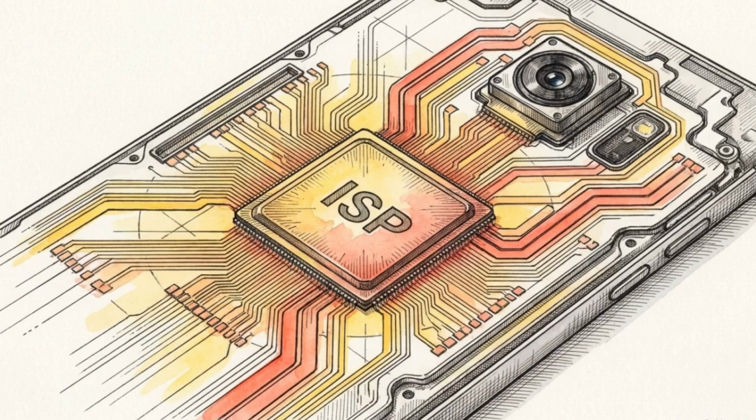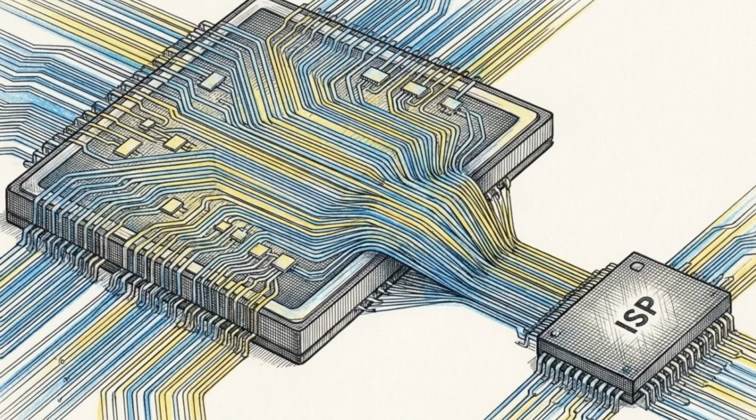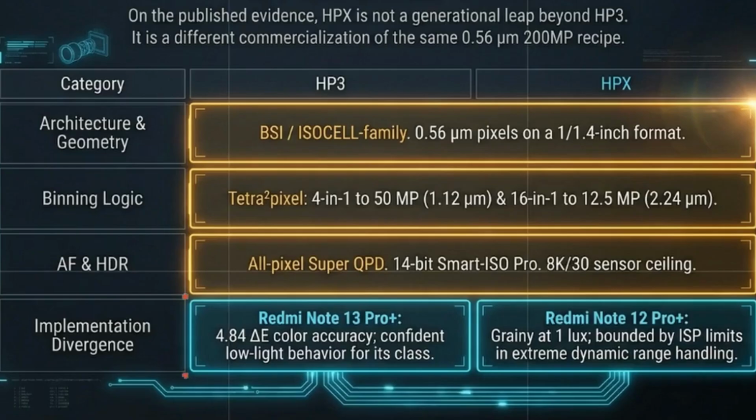Zooming out from the bare silicon, we hit the next layer of the stack, the image signal processor, or ISP. This is the computational brain of the phone, and it strictly dictates what the physical sensor is allowed to do. This matrix highlights an implementation divergence between two identical sensors.